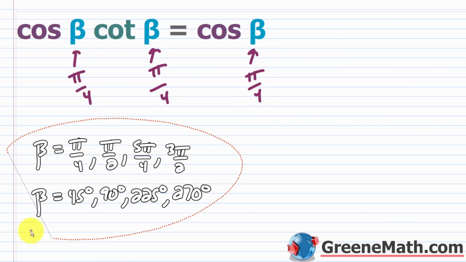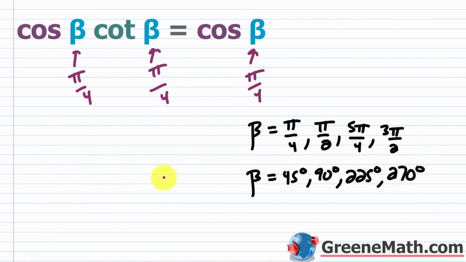Let me slide this out of the way so we can fit this. We know that the cotangent of pi over 4 is 1, and the cosine of pi over 4 is square root of 2 over 2. So this would be the square root of 2 over 2 times 1 is equal to the square root of 2 over 2. So that is a valid solution.